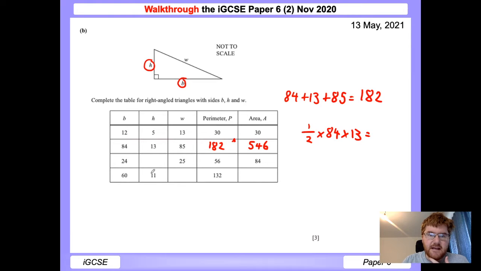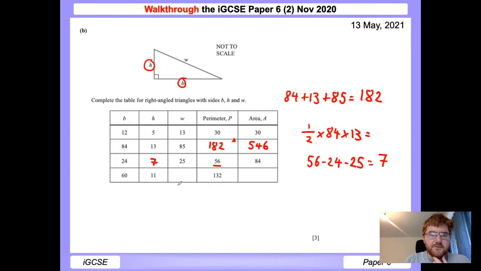Okay, and they'll ask you to work through the table in slightly different ways as well. So for this one here, I think you can use Pythagoras' theorem, of course. But I think the way I would do this is I know the perimeter already, so I know this is 56. So to work out H, I can work backwards. I can do 56 minus 24 minus 25, and that will be equal to 7. Again, check on your graphical calculator if you so wish.